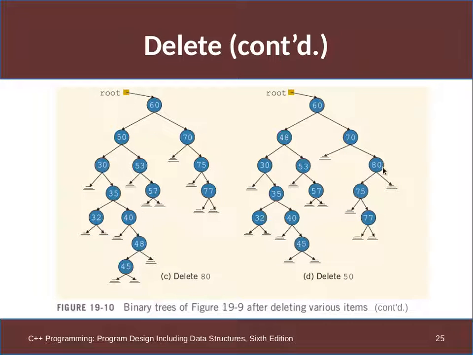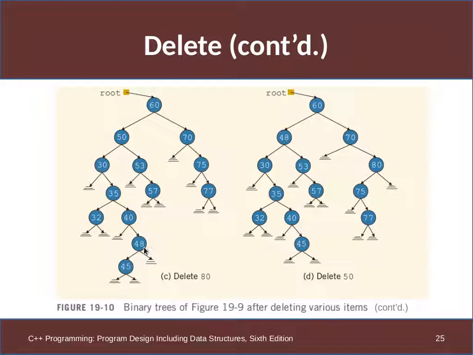Over here they're deleting the 80, so the 80 was over here. It looks like they just moved the 75. They just shifted the 75 up, which is why you have 70, 75, 77. Okay. Over here they're deleting 50. Where's 50? Oh, it's up here.